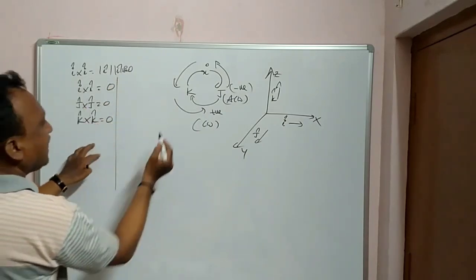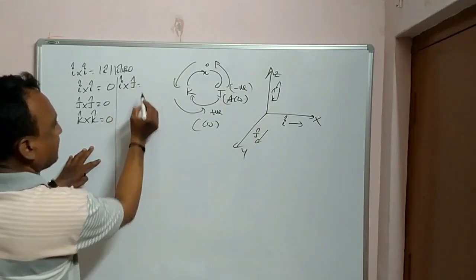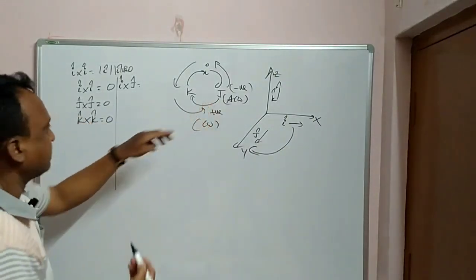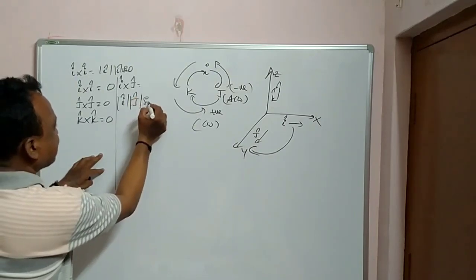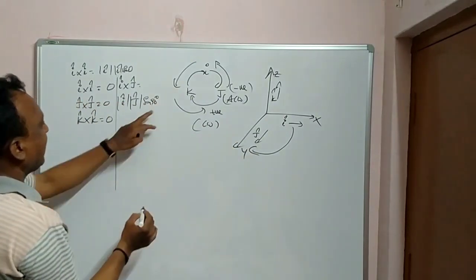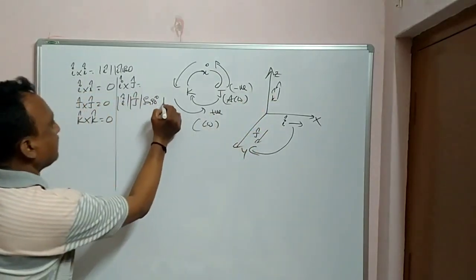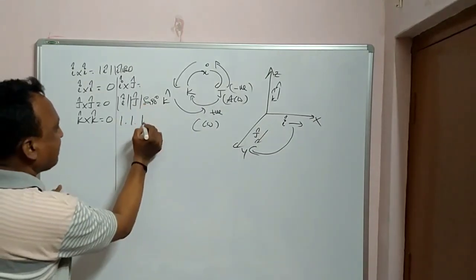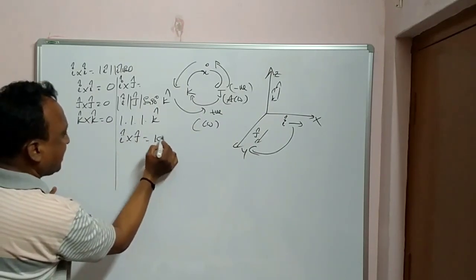This is all. Now we will go to i cross j. See here, i cross j, clockwise. Clockwise is taken as positive. So i cross j means mod i, mod j, sin theta. What is the angle between these two vectors? 90 degrees. So sin 90. And which is the vector perpendicular to these two vectors? i cross j, k. So k cap. So 1 into 1, unit vector magnitude is 1, into sin 90 into k cap. So what is the value? i cross j is equal to k cap.